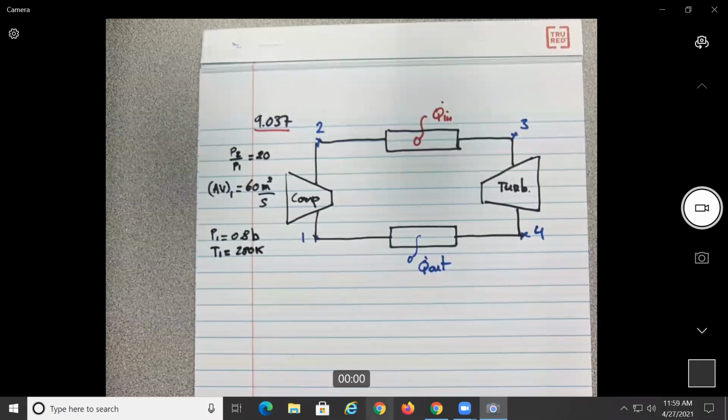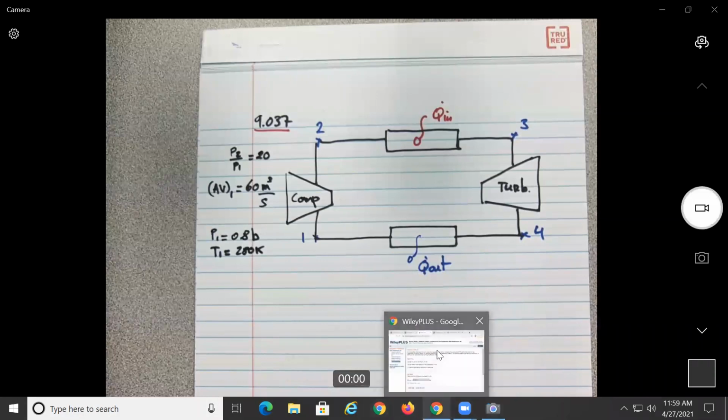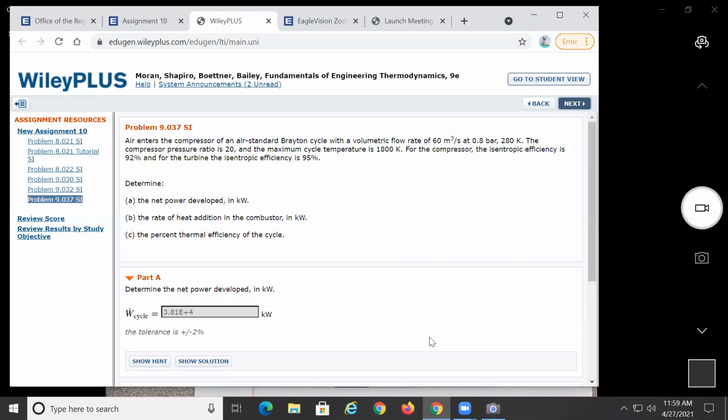And what else do we know about the problem? And the maximum cycle temperature is 1800 Kelvin. For the compressor, the isentropic efficiency is, for the compressor, okay? And the efficiency of the compressor is 92%, and of the turbine is 95%.